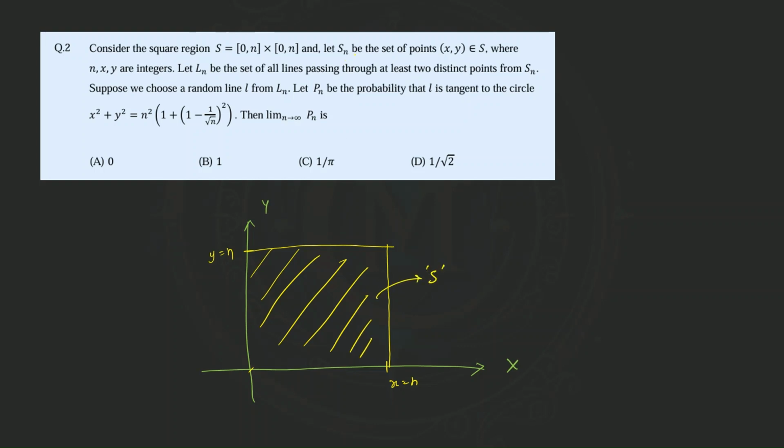Now Sn is the set of points (x, y) belonging to S where n, x, y are integers. That means we have to choose only the lattice points in this region. What is a lattice point? A lattice point is defined as the point whose coordinates are both integers. Let Ln be the set of all lines passing through at least two distinct points from Sn. So we choose two distinct points from this set of all lattice points, and join a line through them like this.